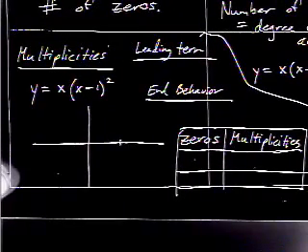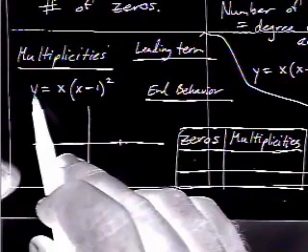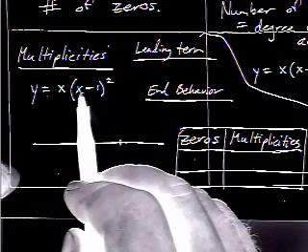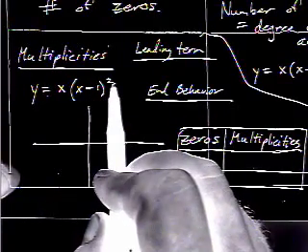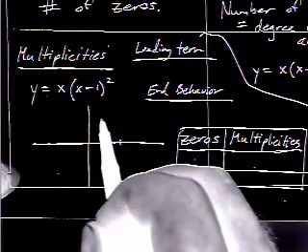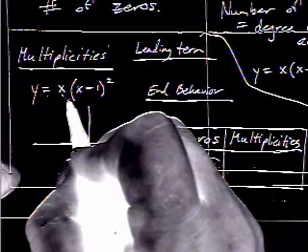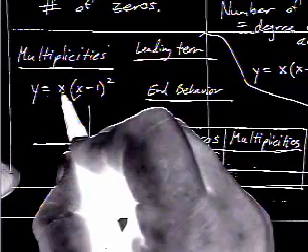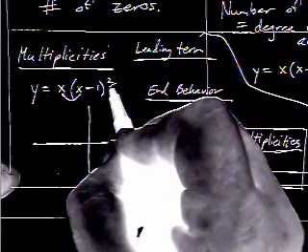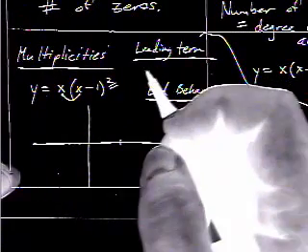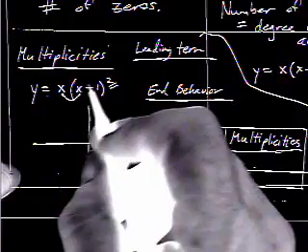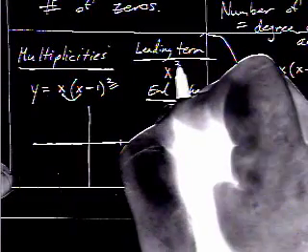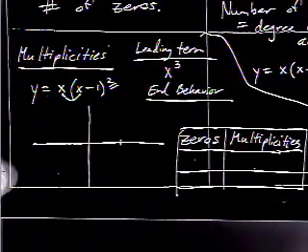Scoot it over. Now, what's the leading term of this? Y equals x times the quantity x minus 1 squared. Well, remember, the leading term is found by taking x times x, in other words, the firsts. But don't forget that this is also squared. So this is really like saying x times x squared. That would be x cubed for the leading term.